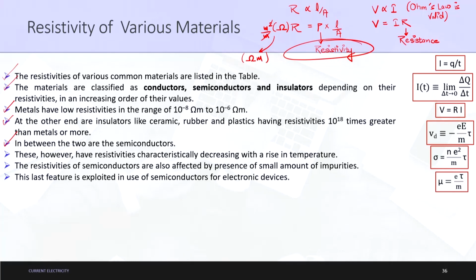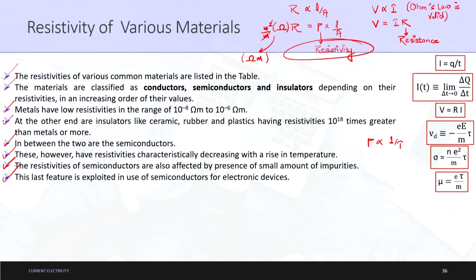These however have resistivities characteristically decreasing with a rise in temperature. So, resistivity is inversely proportional to temperature, this thing is explained here. The resistivity of semiconductors is also affected by the presence of small amounts of impurities. This impurity concept is very important for our electrical engineering. You will deal with this in the concept of semiconductor devices only. Next, this large feature is exploited in the use of semiconductors for electronic devices.